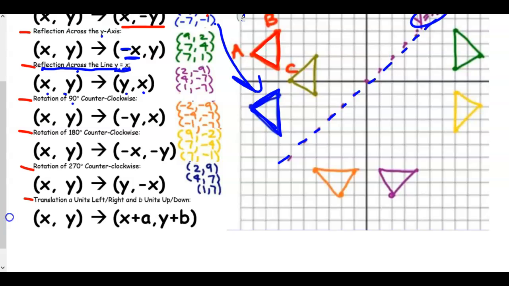Okay, now rotations, this can be a little more complicated. Rotation of 90 degrees counterclockwise, xy becomes -yx. That's 2 changes, right? The y is now opposite, and the order has flipped. Okay? For 180, x and y are in the same place. They're both negative, though. For 270, the x sign changes, and then they flip the order. And then translation, you're just adding or subtracting from x and y.